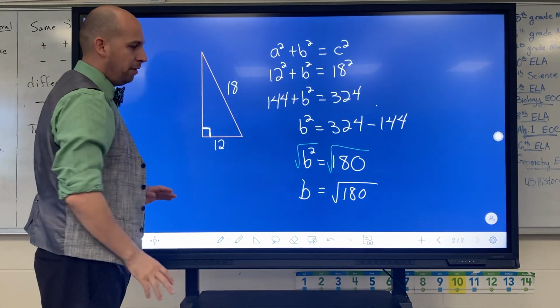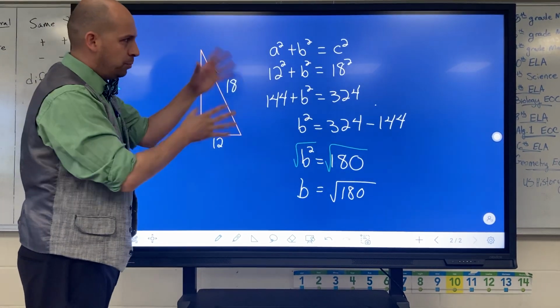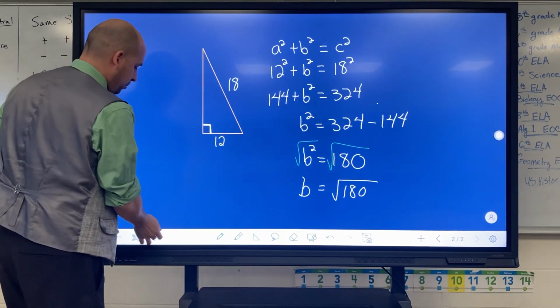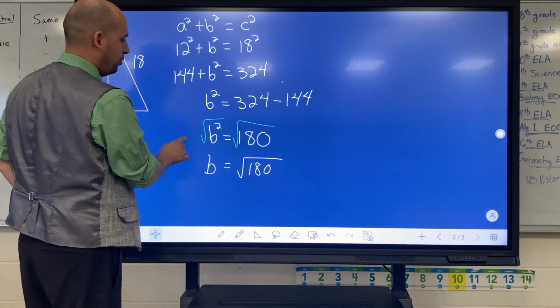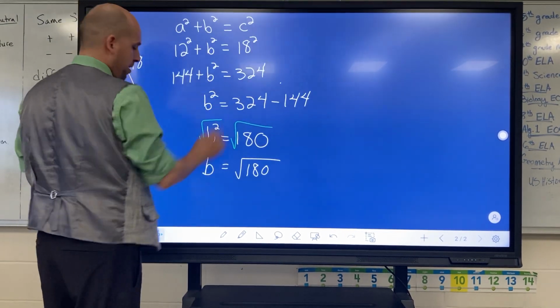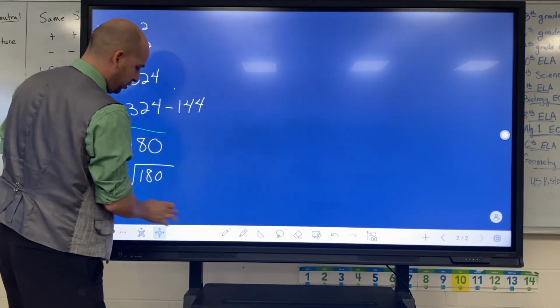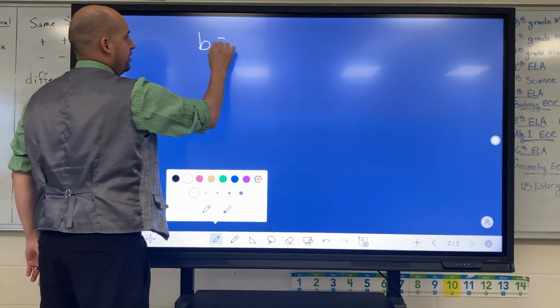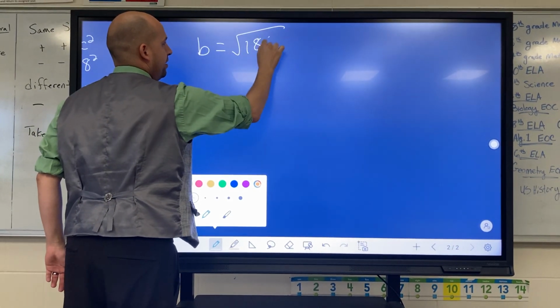Why is this skill important? So let's break this down. I'll do a couple examples. This might take a minute, so let's try this. So I'm just going to bring this up here, and that's where we're going to start, okay? So we're going to start with B is equal to the square root of 180, all right?